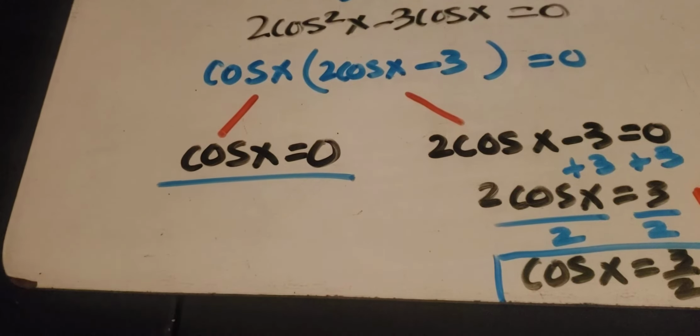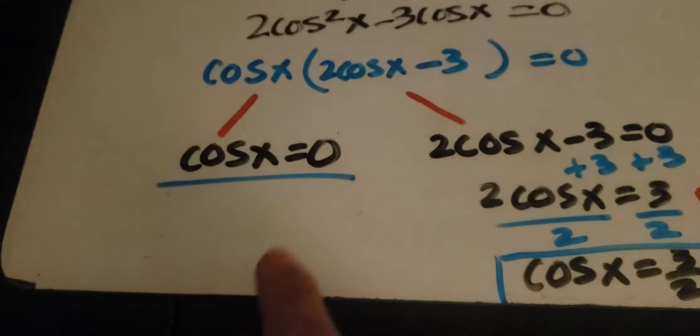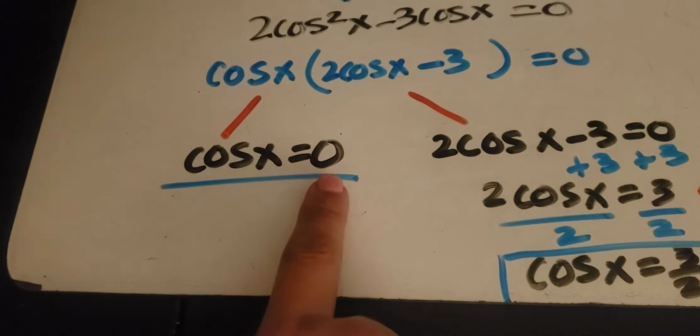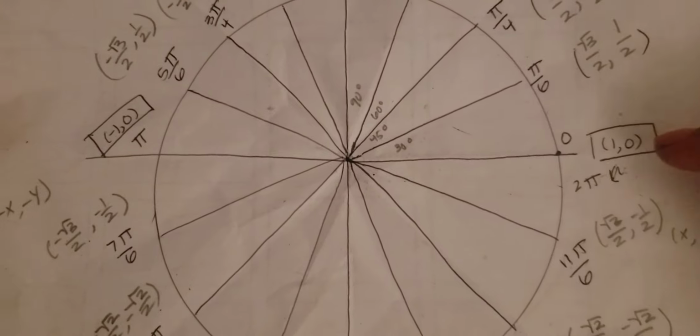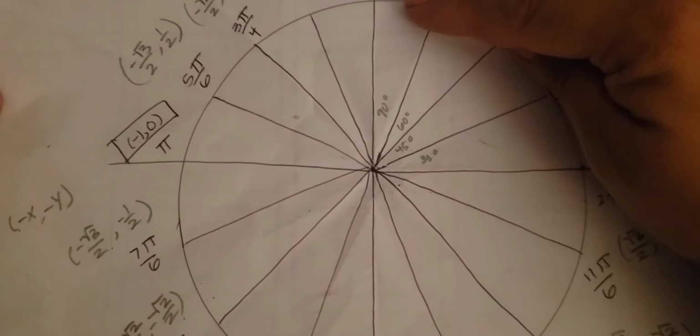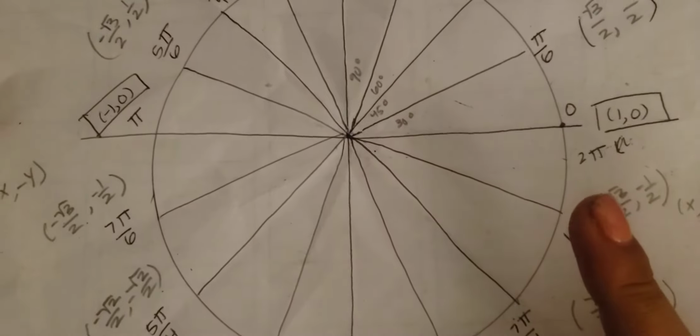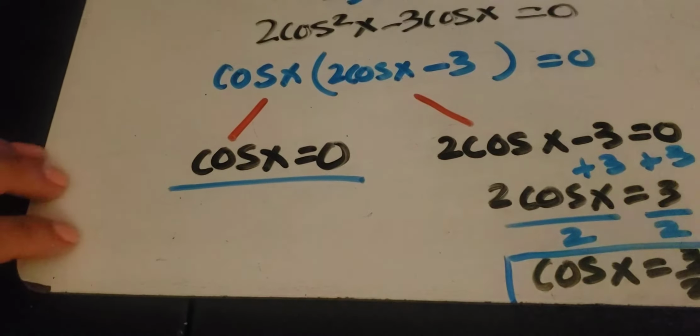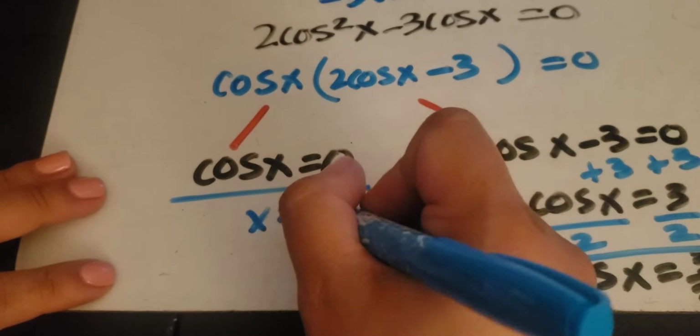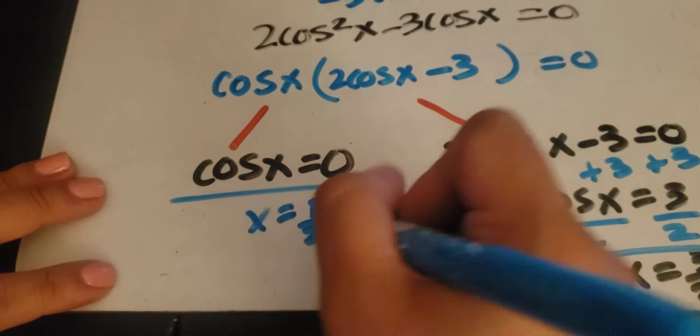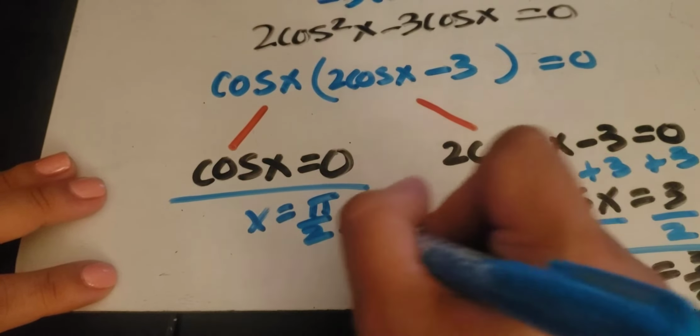So if you look at your unit circle, once again, we're working with cosine. So that's our x value. That gives us 0. So you guys know that that happens at pi over 2. And then that happens at 3 pi over 2. Okay? So x equals pi over 2 and 3 pi over 2.